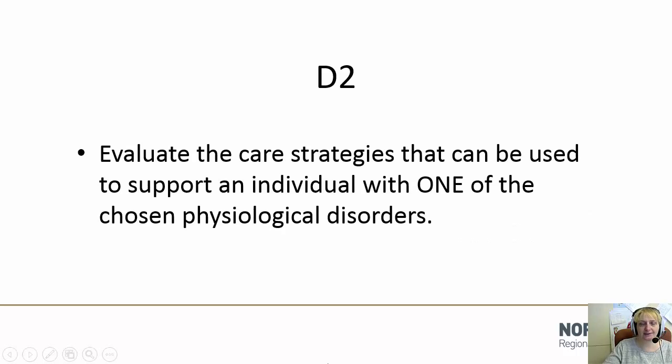Oh, sorry, I'm going on to D2, just a wee summary of D2. The D2, the Distinction 2 grade, asks you to evaluate again the strengths and weaknesses of the care strategies that can be used to support an individual with one of the chosen physiological disorders. So what you've got to do then is look at all the care strategies that you wrote about for P5, and you've got to sort of say how good they are. So there might be a particular medication that somebody's taking, and the medication might be doing wonders for that person with that disorder. However, it might have some serious side effects.